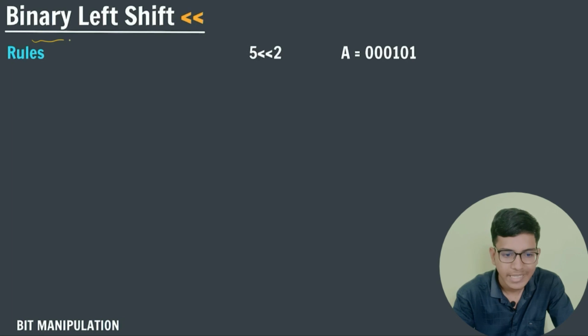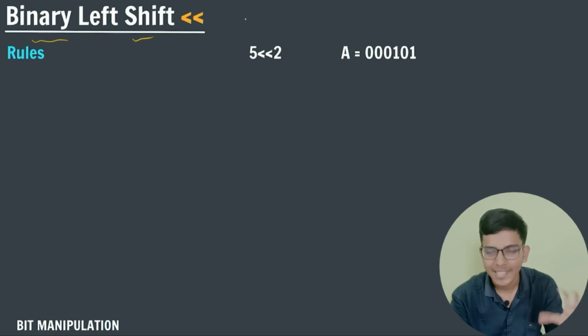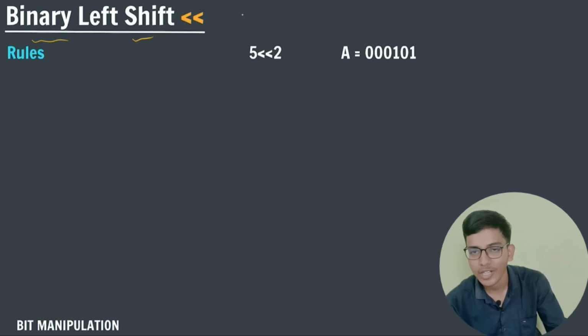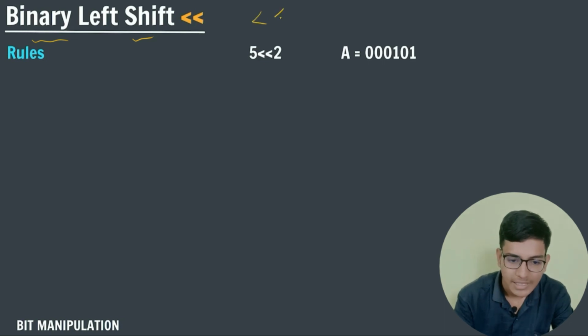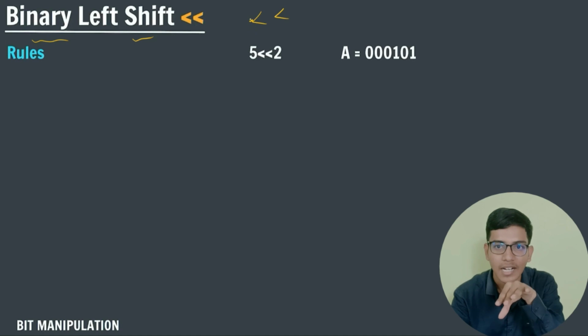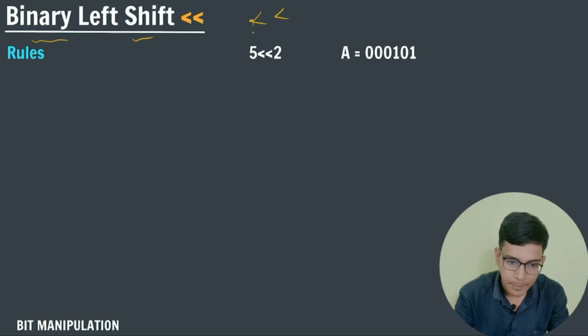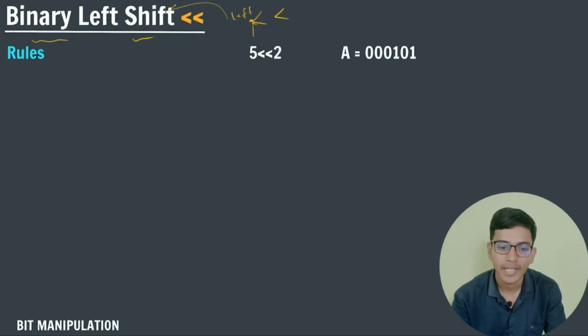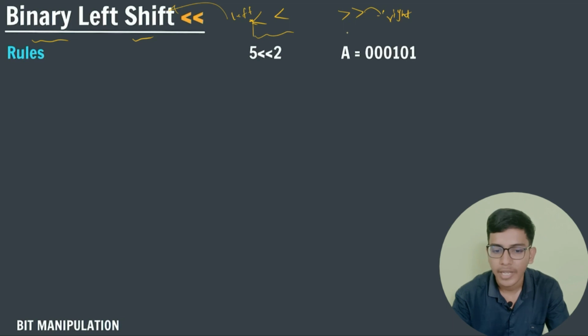Now let us talk about binary left shift. I used to remember binary left shift and binary right shift this way, as there might be a little confusion about the symbols. Remember guys, I use this trick and I recommend it to you. I consider that this is my duck's or bird's beak. Wherever the beak comes, if the beak is on the left side, then it is known as binary left shift. If the beak is on the right side, then it is known as binary right shift. These are the symbols used to represent binary right shift and binary left shift.